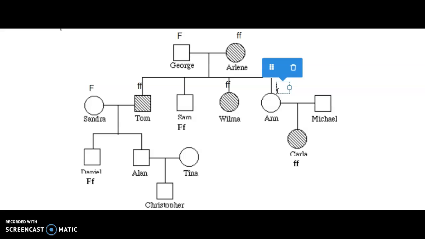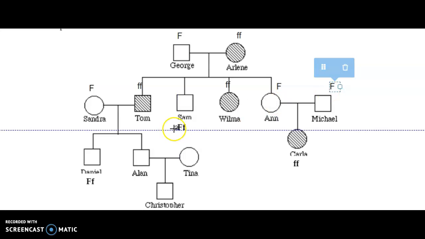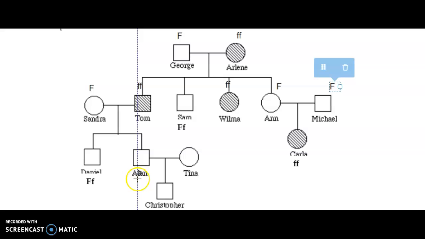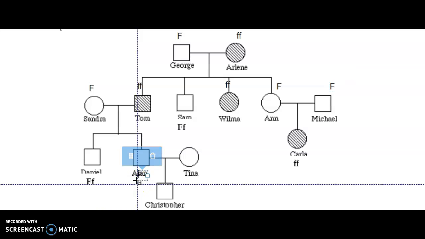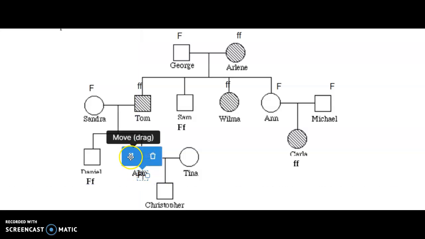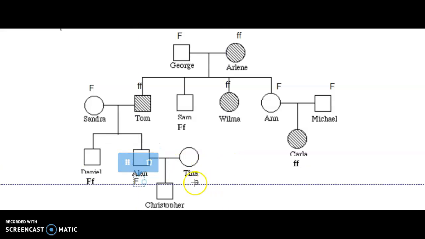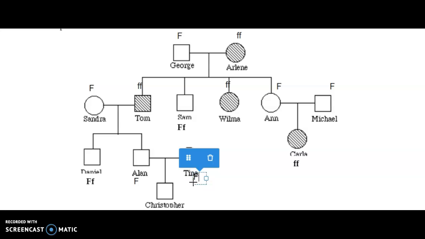Anna here would have to have at least one big F. Michael would have to have at least one big F. And then Daniel's big F, little f. Alan has to have at least one big F. Tina here would have to have at least one big F. And then Christopher tells us down here is a big F, and we don't know what the other is.